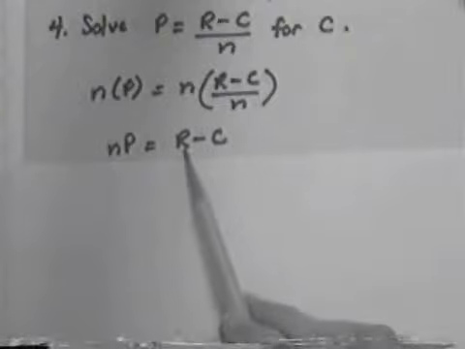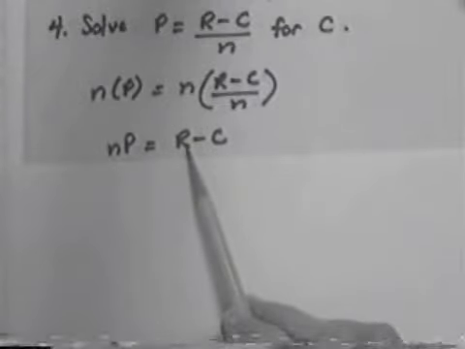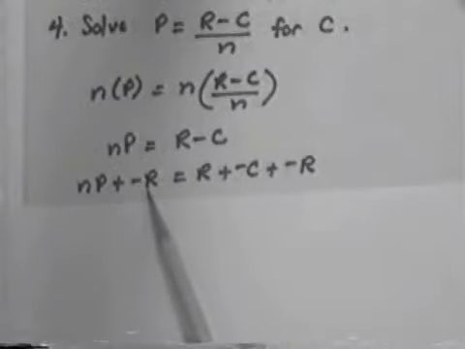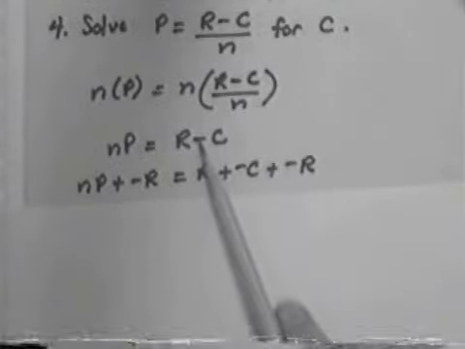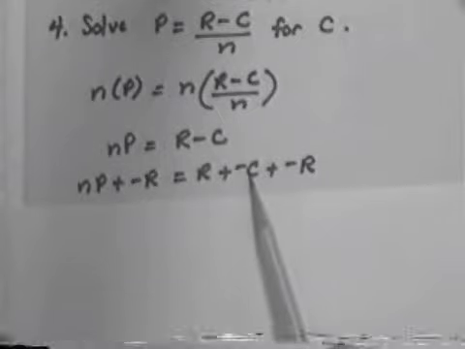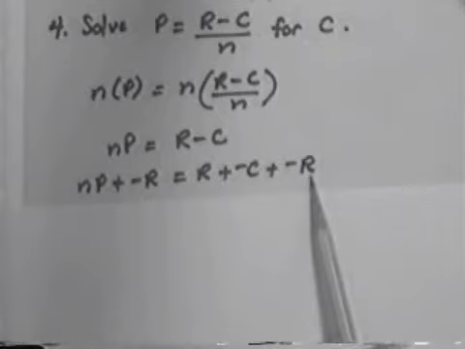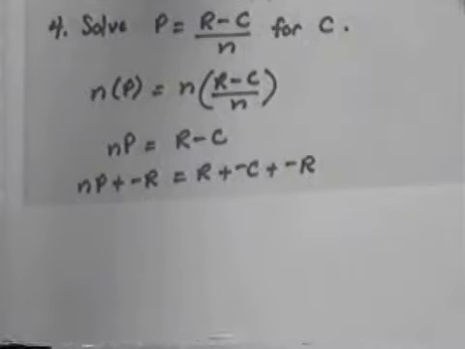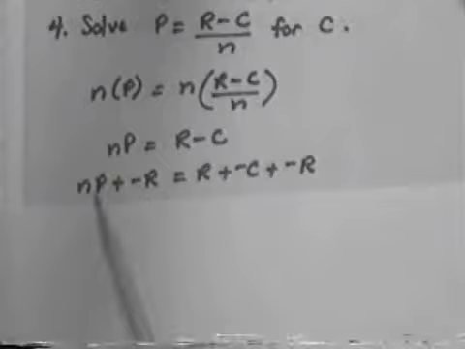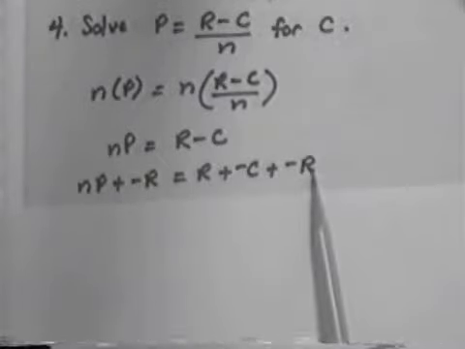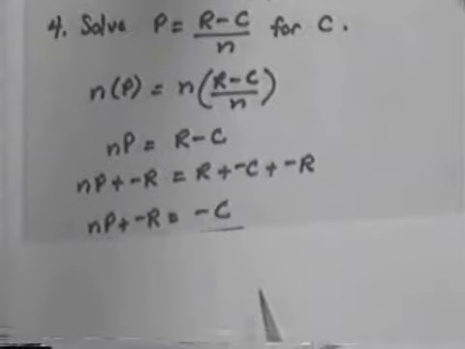That means we must remove the R from the right-hand side of the equation. So we remove R by adding its opposite. So we have NP add the opposite of R. On the right-hand side, we have R. I'm changing subtract C to add the opposite of C. Add the opposite of R. So we add the opposite of R to both sides of this equation. On the left, we cannot combine anything. On the right, we can cancel the R and its opposite to get the opposite of C.